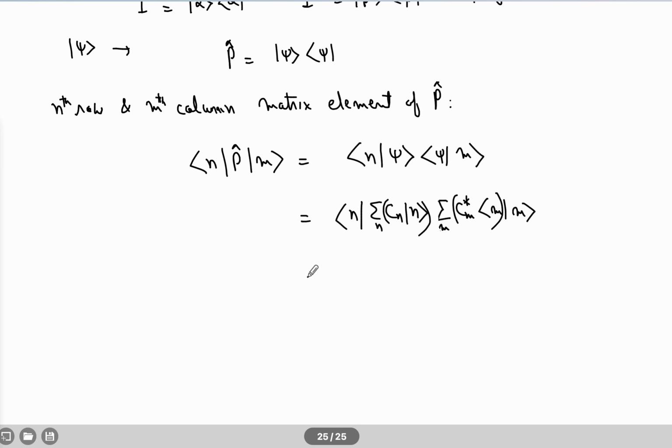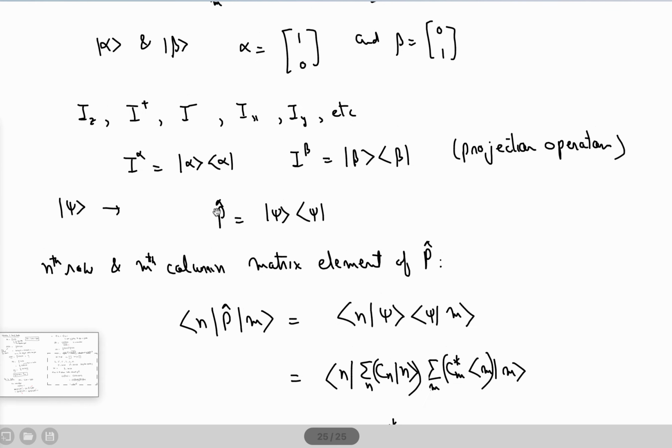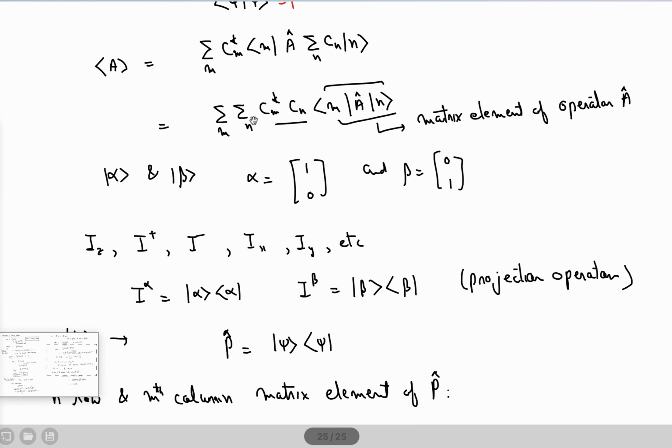Now for all other values of n, this integral will go to 0, and only if n is equal to n, this integral will remain. So this integral will go to 1, and then you are left with Cn over here, and similarly here you are left with Cm star, right? So what we have done is we have identified the Cn Cm star value, which was appearing in the expectation value of this operator A here.